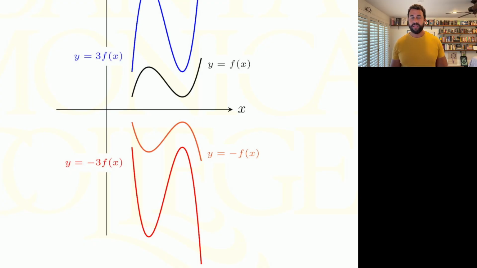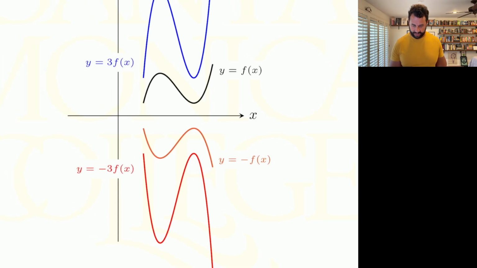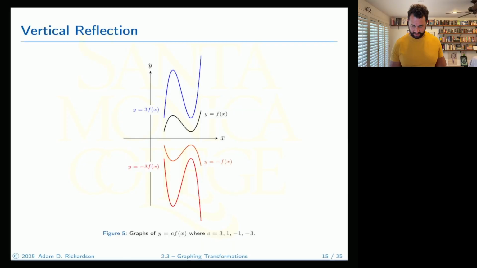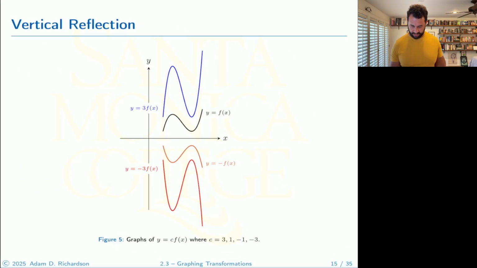And that's basically it. Just keep in mind inputs versus outputs. That's the big idea. Because we're doing this to the output, we're getting vertical transformations, because the outputs are plotted vertically. All right, now zoom back out. There we go.